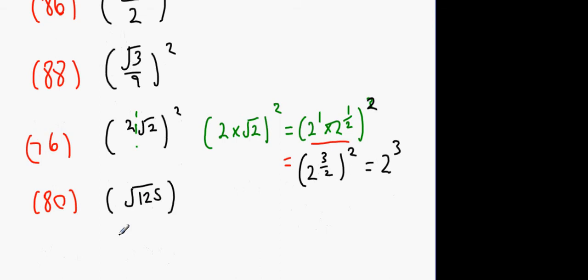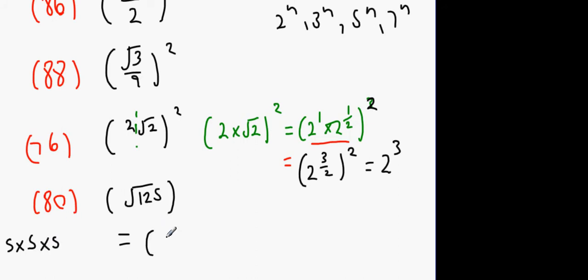Now, for question 80, you're told that it has to be 2 to the power of n, 3 to the power of n, 5 to the power of n, or 7 to the power of n. We identified that 125 is more than likely going to be divisible by 5. So, how many 5s make up 125? 5 multiplied by 5 is 25, multiplied by another 5 is 125. That's going to give you 5 to the power of 3, and the square root sign means to the power of a half.